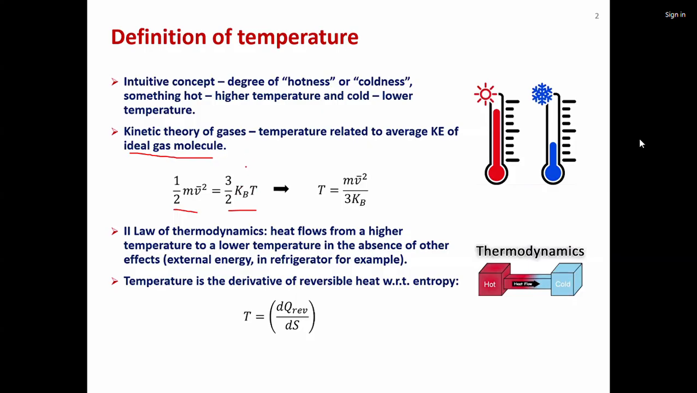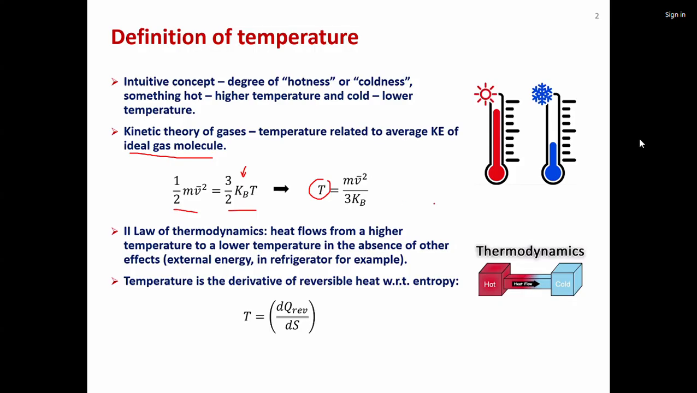kB is the Boltzmann constant, which has a fixed value of 6.023 × 10⁻²³. And you have the temperature, which is in the absolute temperature scale. So you can define temperature as the ratio of the kinetic energy scale to the Boltzmann constant. This is how you can define temperature from kinetic theory of gases.